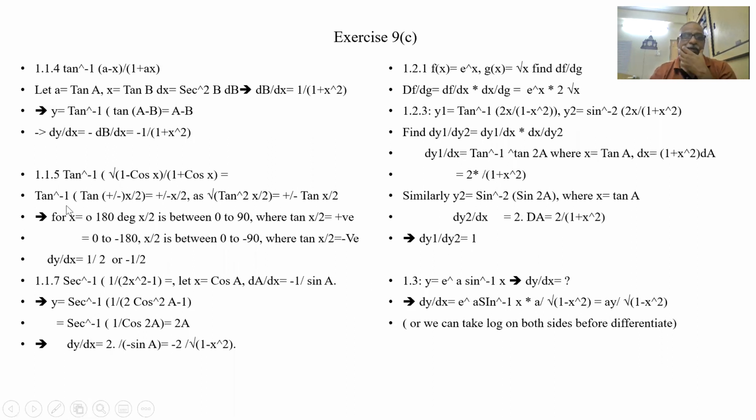Now let us see this. Tan inverse of square root of 1 minus cos x by 1 plus cos x. This is 1 minus cos x by 1 plus cos x, which is 2 sin squared x by 2 over 2 cos squared x by 2. So the total becomes tan squared x by 2, and the square root is tan x by 2. Simple, directly, it is x by 2, or minus x by 2.